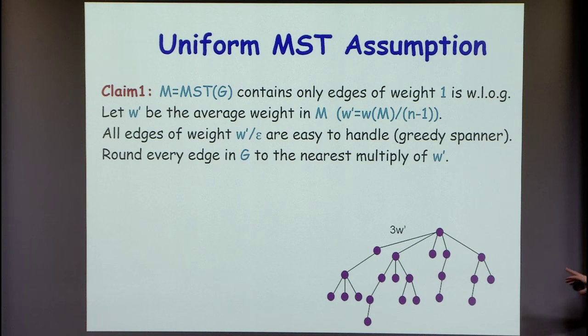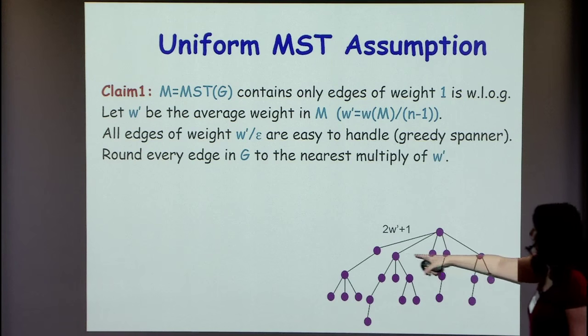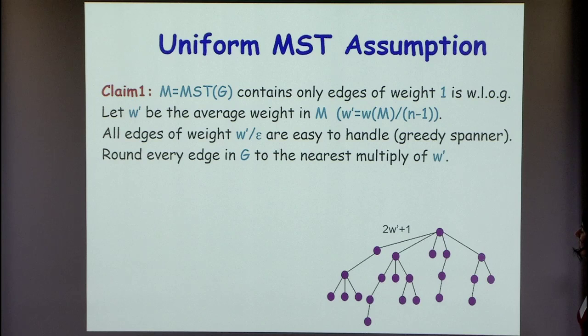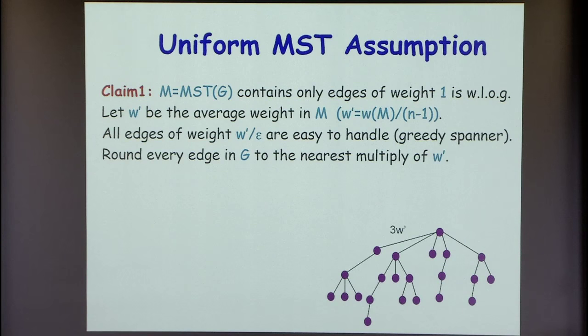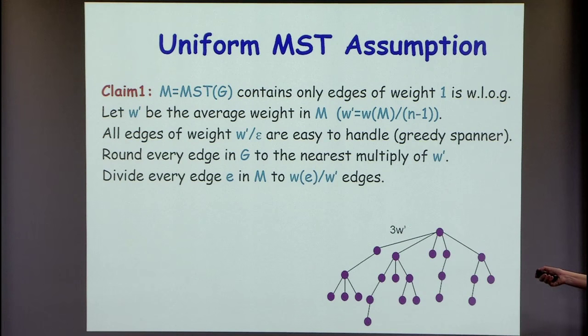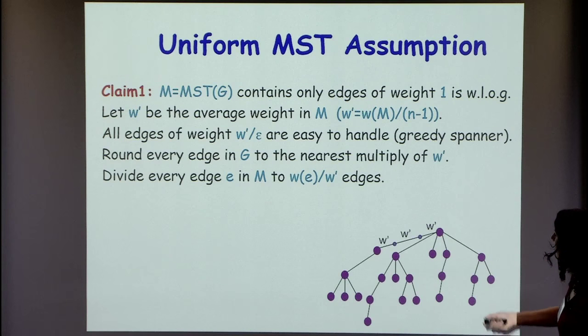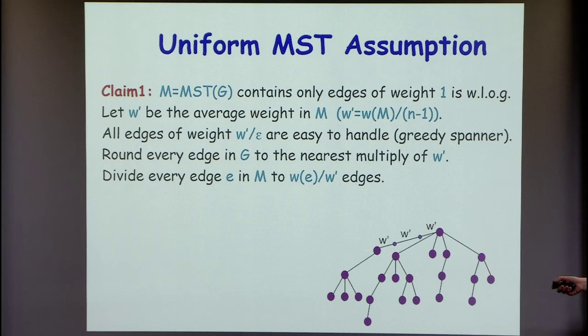And now, let's look at an edge in the MST. Before, it was 2 W prime plus 1. Now I round it up to 3 W prime. And the next step, just for the edges of the MST, I will take each such edge and add some dummy nodes here to make every edge of weight W prime. So if the weight here is 3 W prime, I will add 2 dummy nodes, and the weight of each edge now is W prime.